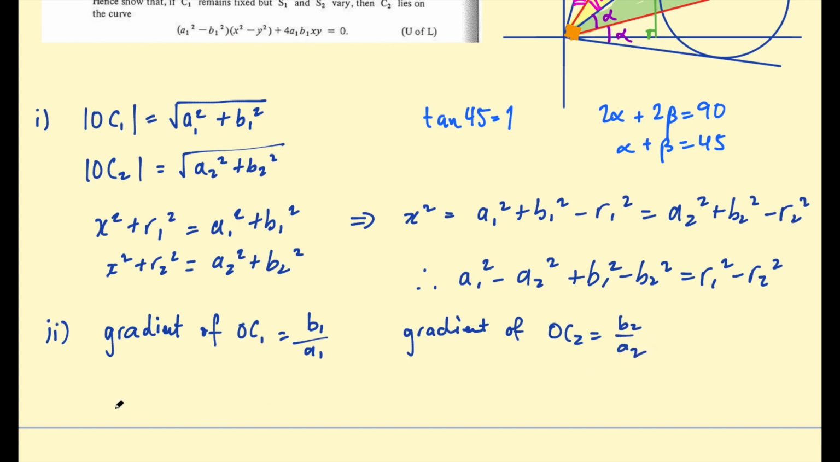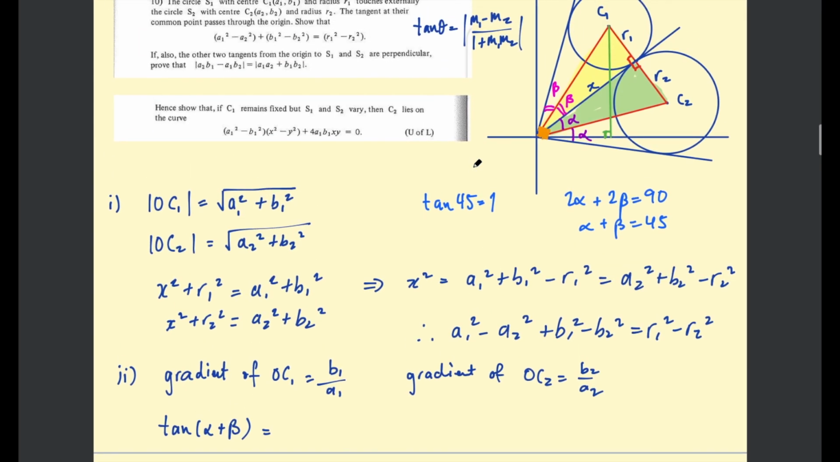Okay, then we can say that the tan of alpha plus beta is the gradient of the first line, OC1, take the gradient of the second line.